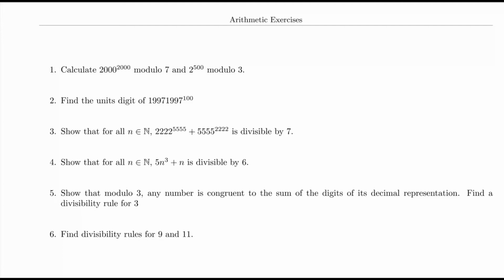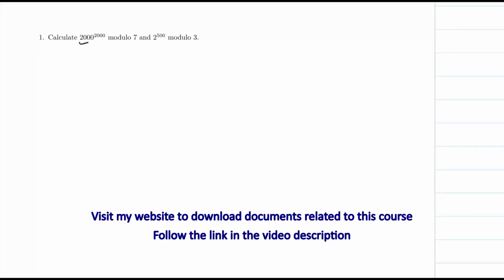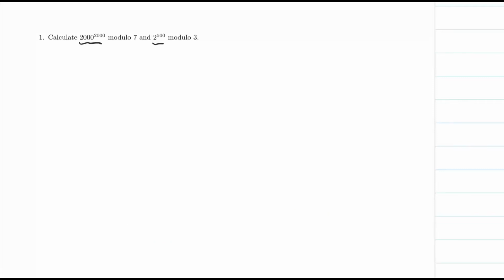So, for the first exercise, calculate this big number modulo 7 and this other big number modulo 3. For questions asked this way, we understand that we should calculate the remainder of the division of these two numbers by 7 and 3 respectively. The idea here is not to calculate this huge number, but to use the congruence properties that we already talked about. I'll start with the second one.